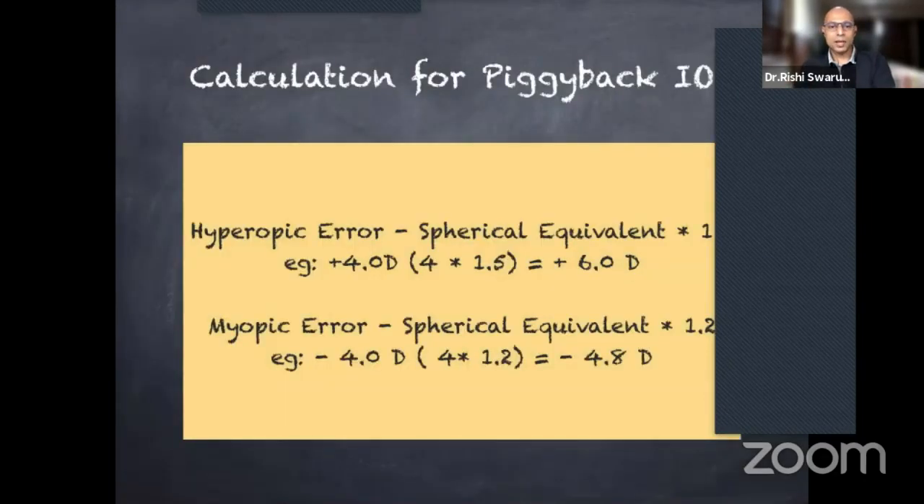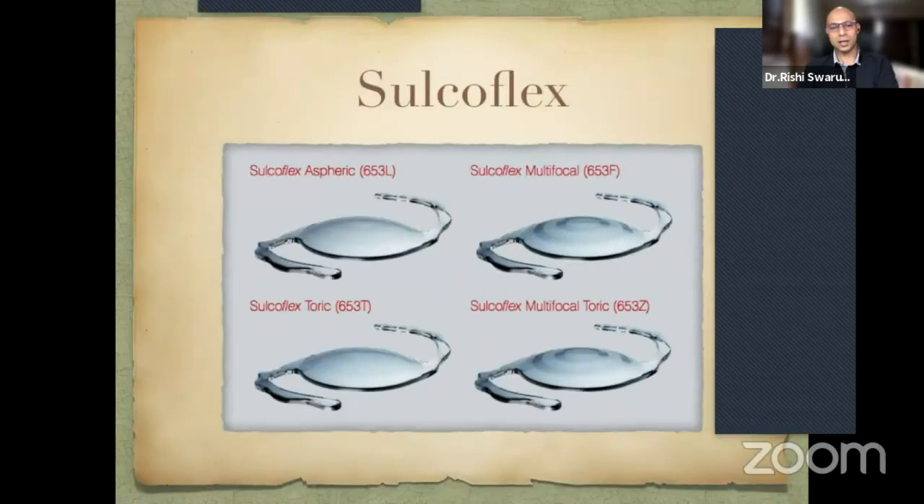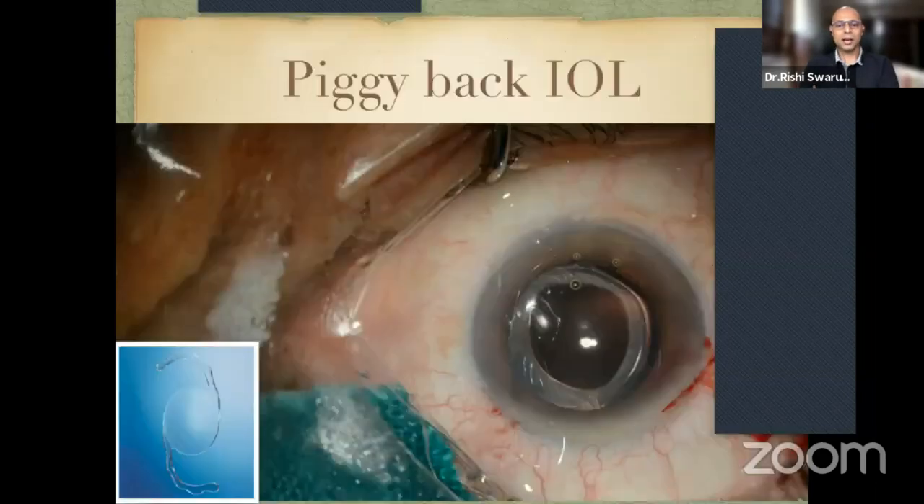For hyperopic error, you have to multiply by 1.5 the residual error, and for myopic errors, multiply by 1.2, to get the power of the sulcus fixated IOL that you can use. So you have Sulcoflex lenses from Rayner, and we have the Sulcofix, which I had shown you just a little earlier.